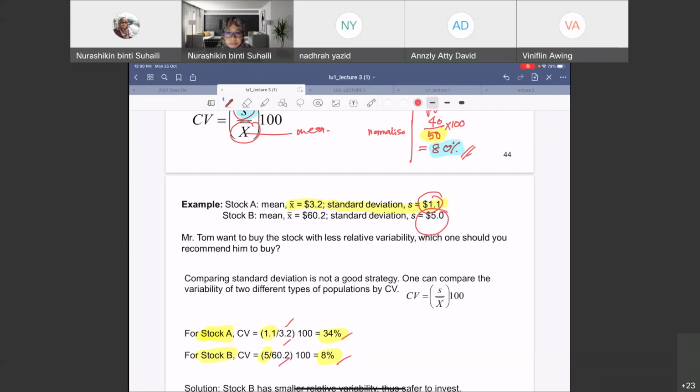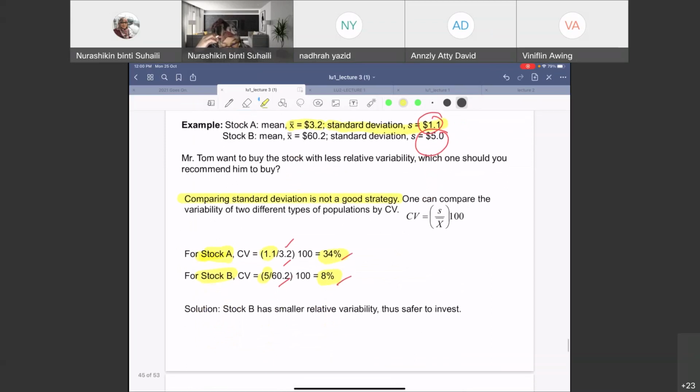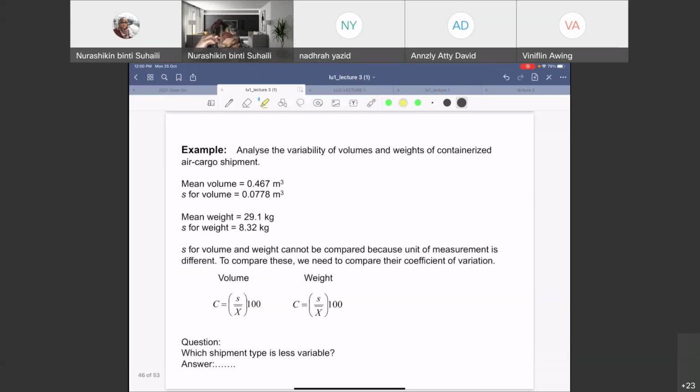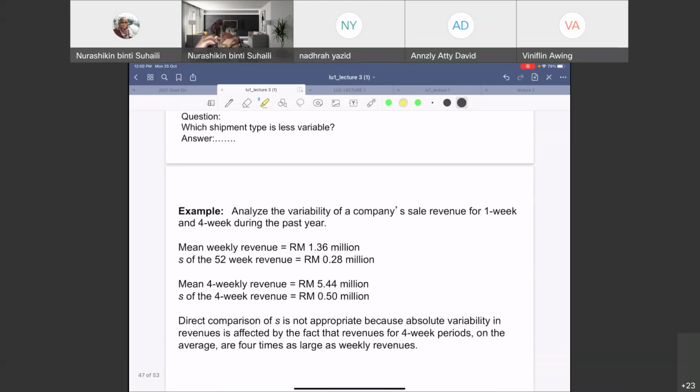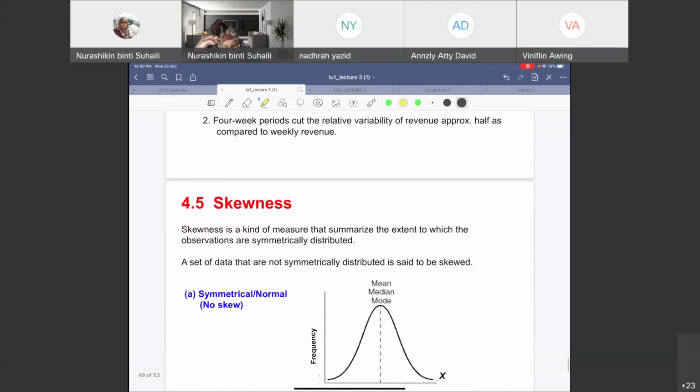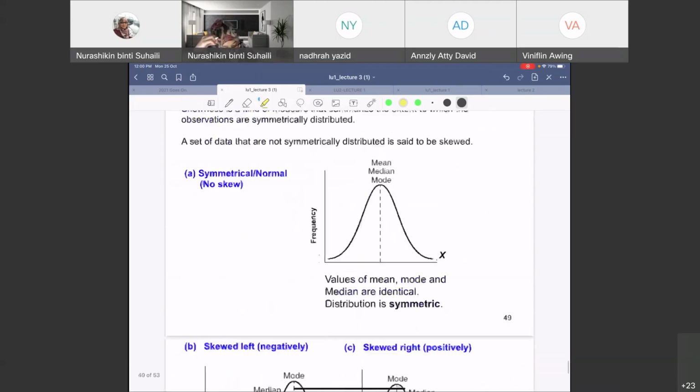Okay, see, comparing standard deviation is not a good strategy. See this one, this statement. So that's why we have to use this coefficient of variation. So that's the importance of it. Okay, so these are examples that you can go through by yourself. Any question? Oh, skewness. We have another one. This is just a concept.